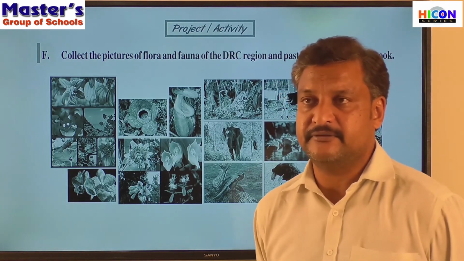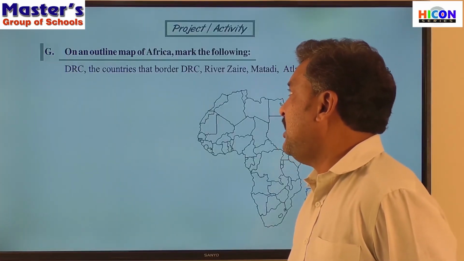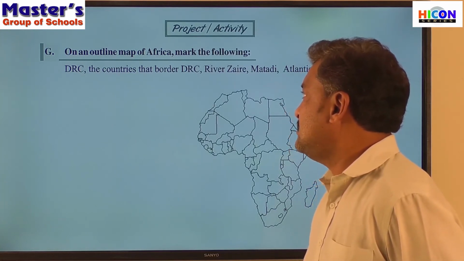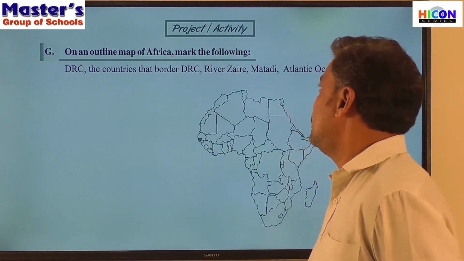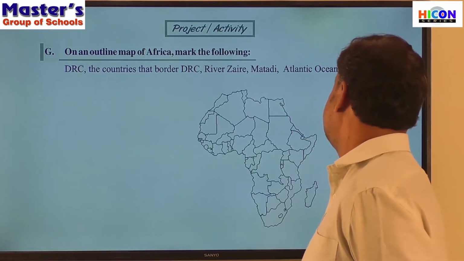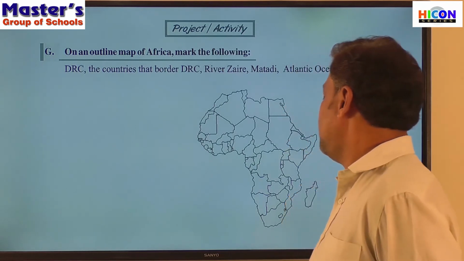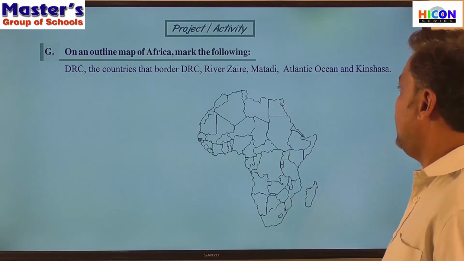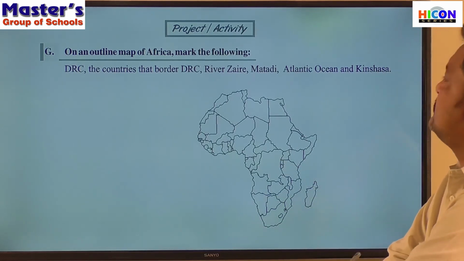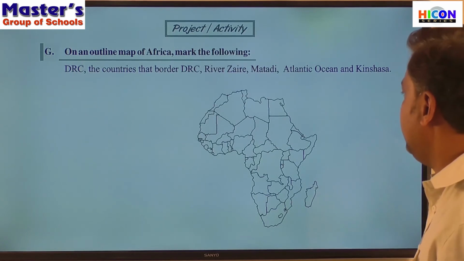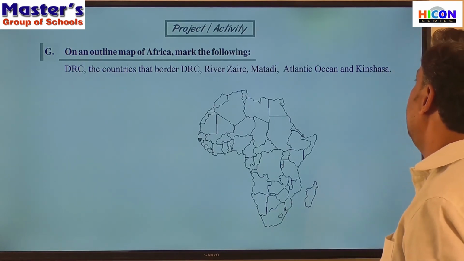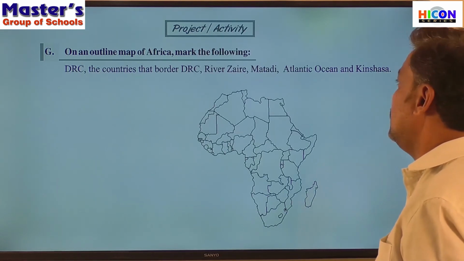Right? Fine. Map. On an outline map of Africa, mark the following: DRC, the countries that border DRC, River Zaire, Matadi, Atlantic Ocean, and Kinshasa. Okay, so here we have a map of Africa. And on this map of Africa, we need to mark where DRC is, the countries that border DRC, then River Zaire, Matadi, Atlantic Ocean and Kinshasa.